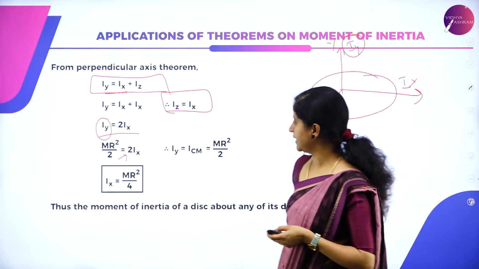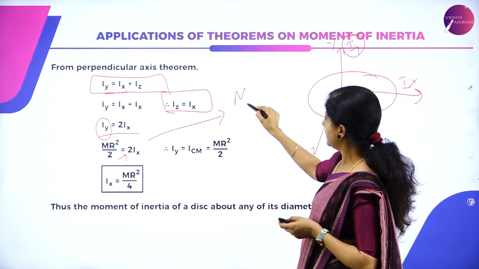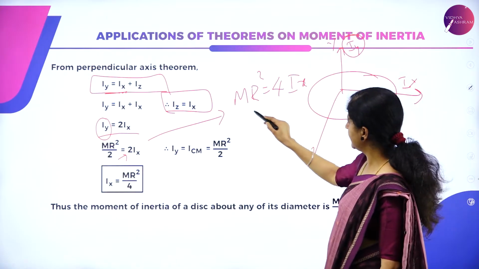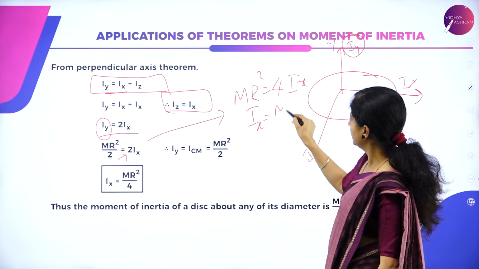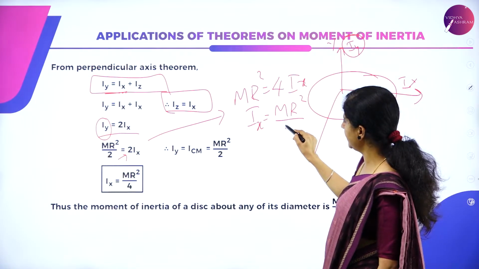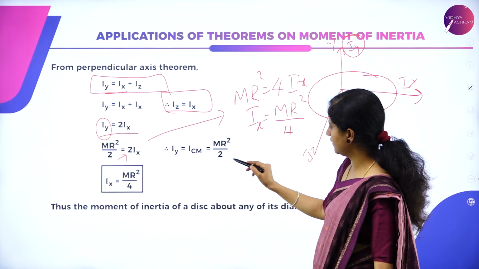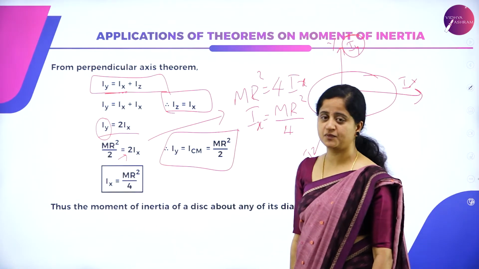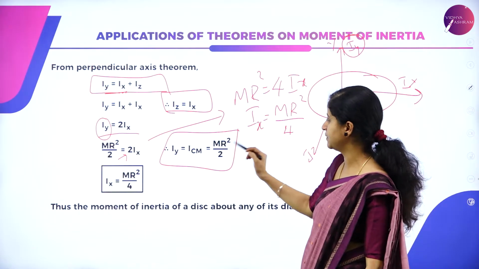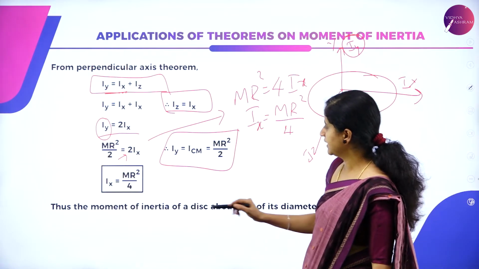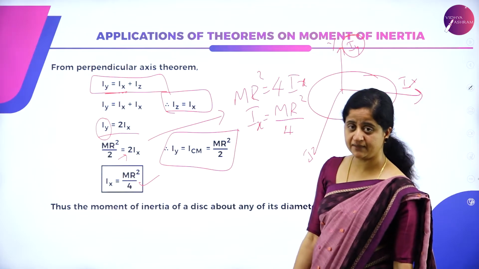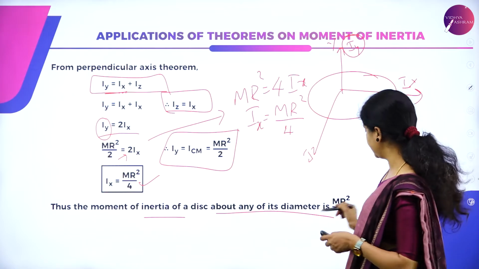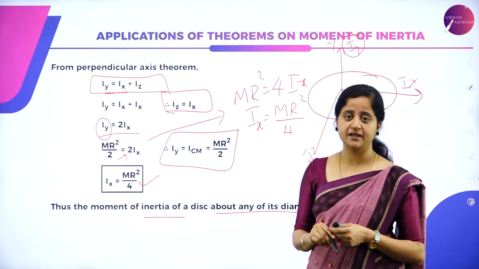Now this 2 gets multiplied here and we get mr square is equal to 4Ix, or we can write it as Ix is equal to mr square divided by 4. That is because we know the moment of inertia about the y axis, that is the moment of inertia about the center of mass, is mr square divided by 2. So we get Ix equal to mr square divided by 4. So the moment of inertia of a disc about any of its diameters is mr square divided by 4.